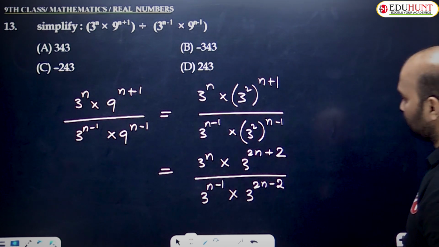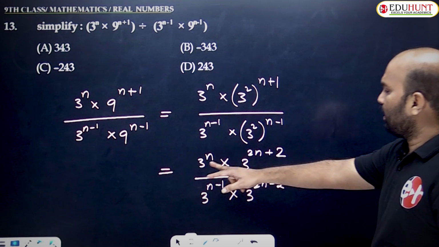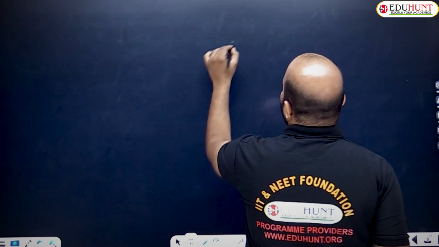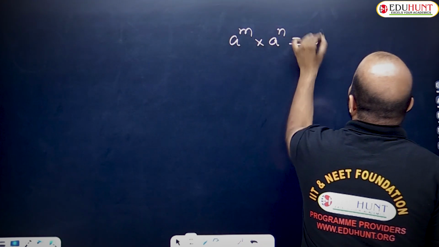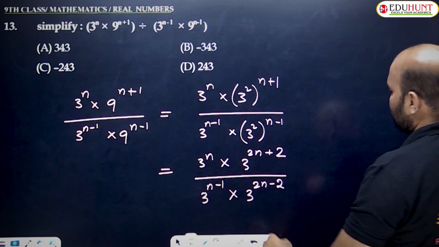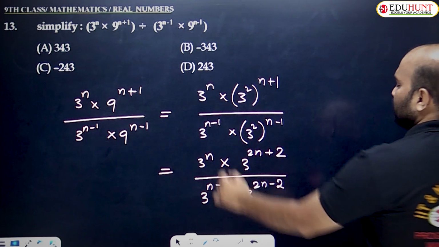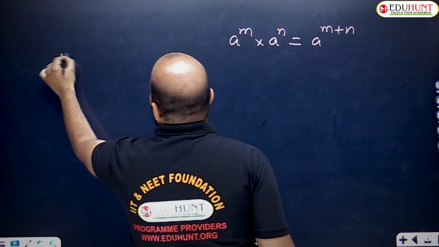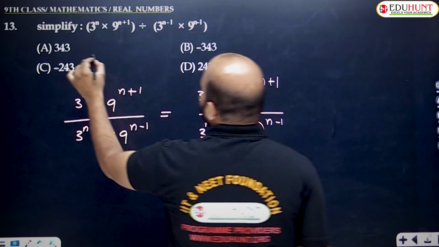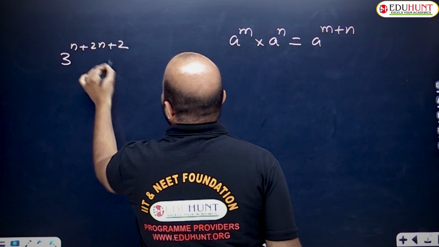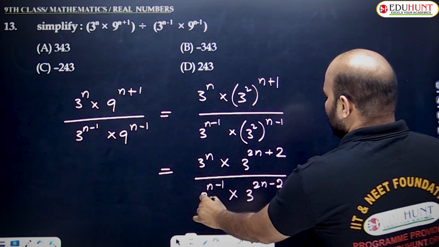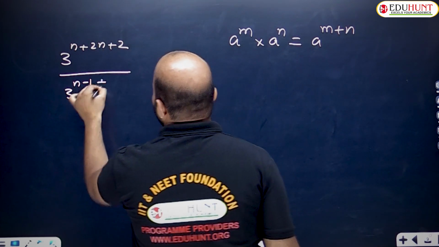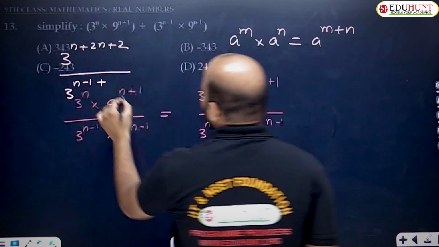Am I clear? So clearly we need to observe what is the formula: a power m into a power n equals a power m plus n. So clearly we need to observe. The bases are equal here, 3 base. So this is n, this is 2n plus 2. What is the total? 3 power n plus 2n plus 2, whole by, what is the denominator? A power m into a power n, a power m plus n. So 3 power n minus 1 plus 2n minus 2.